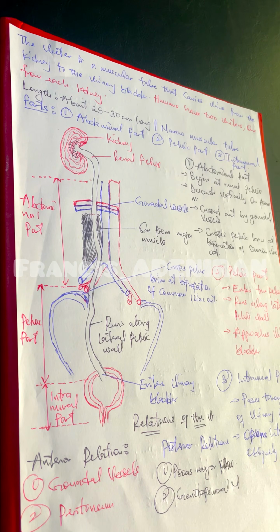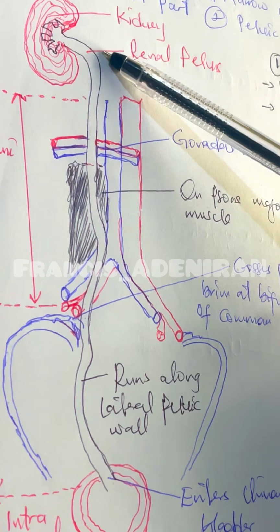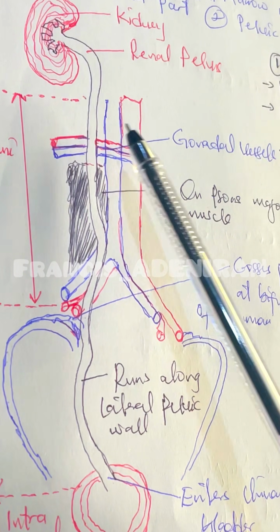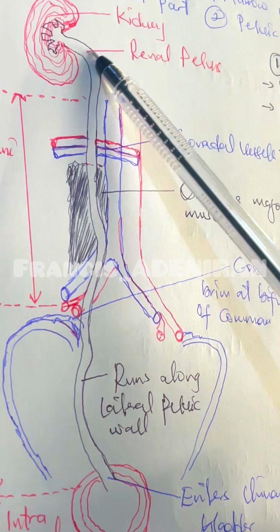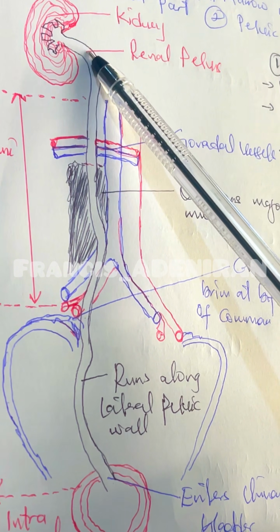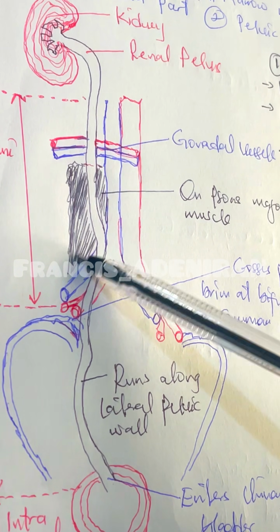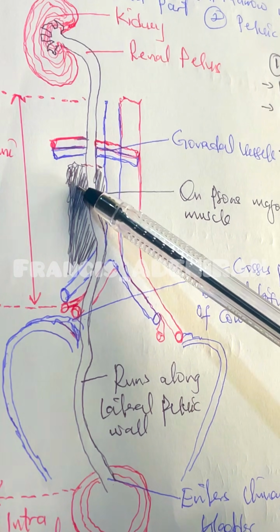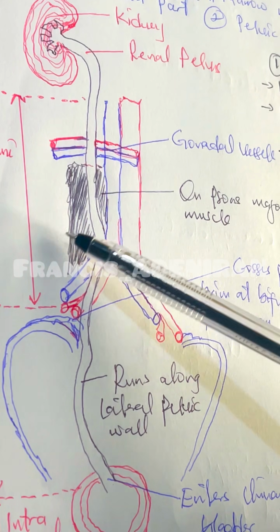So let's talk about the parts. The first part of the ureter that we'll be discussing is the abdominal part. Let's consider this diagram and use it in explaining the abdominal part of the ureter. It begins at the renal pelvis, and it descends vertically downward on the psoas major muscle. It is also crossed by the gonadal vessels.